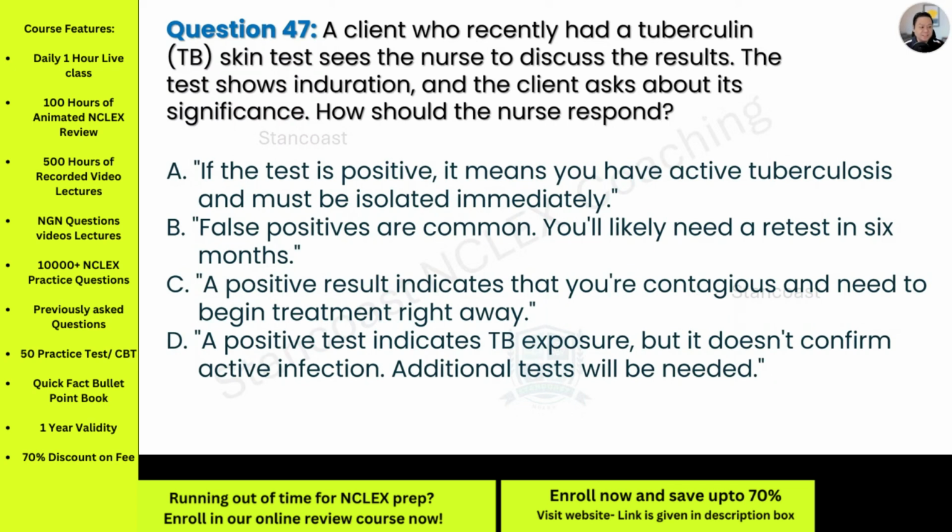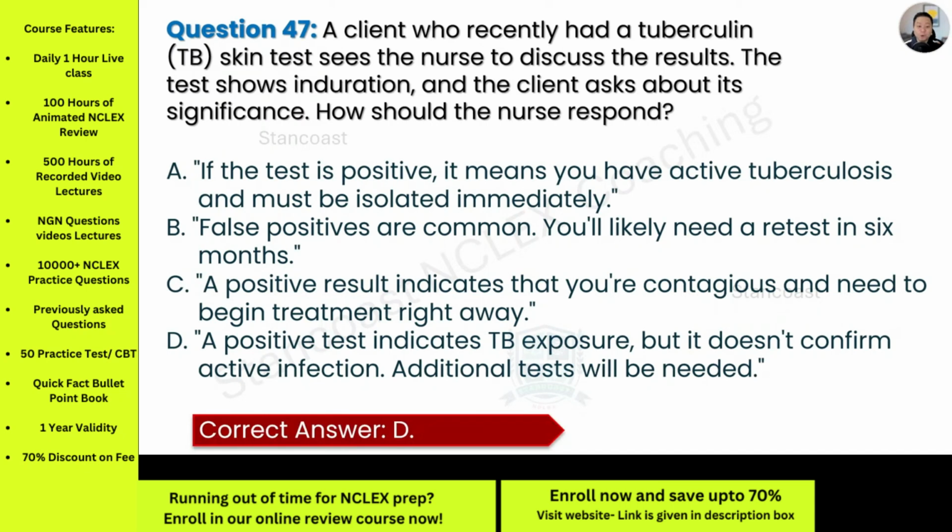A, if the test is positive, it means you have active tuberculosis and must be isolated immediately. B, false positives are common. You likely need a retest in 6 months. And C, a positive result indicates that you're contagious and need to begin treatment right away. And D, a positive test indicates TB exposure, but it doesn't confirm active infection. Additional tests will be needed. The answer is letter D.